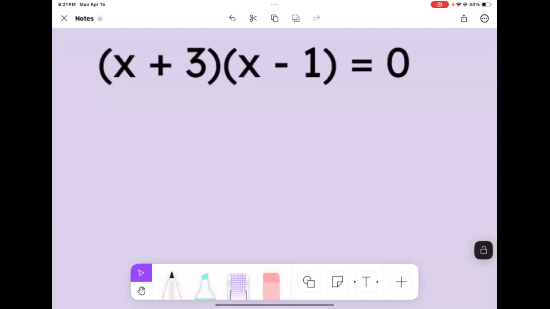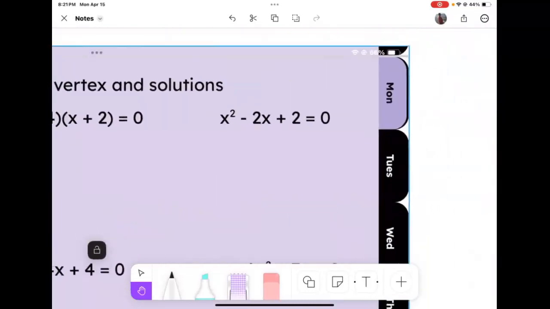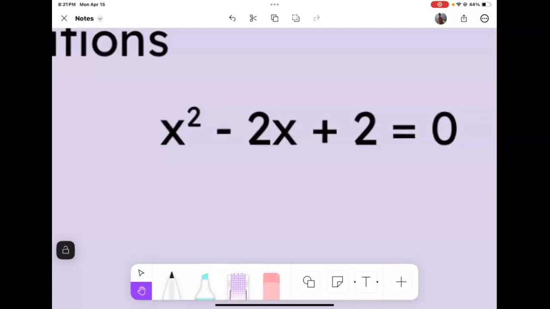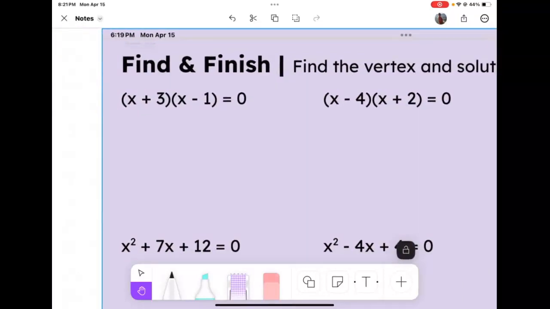So the problems we were looking at today were either in factored form, such as this problem, or they were in standard form, such as this problem. So we talked about two different ways to solve them and find the vertex.